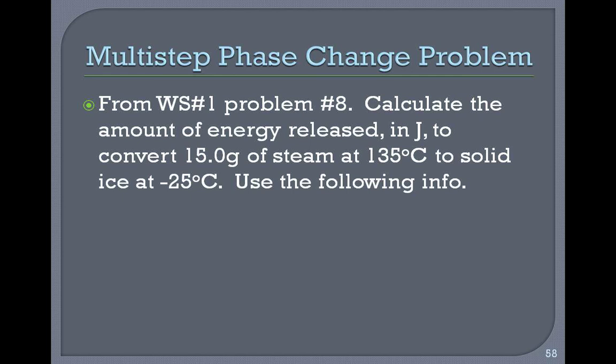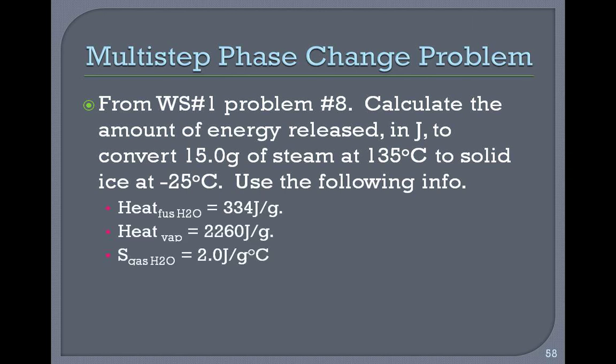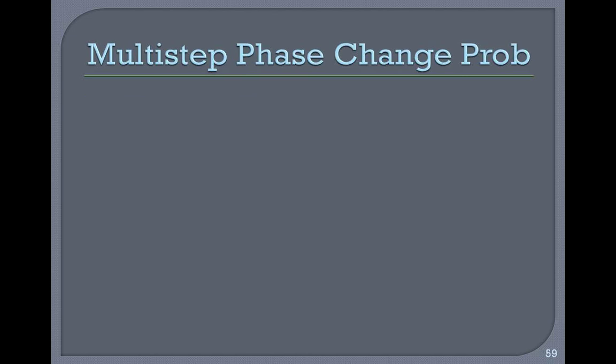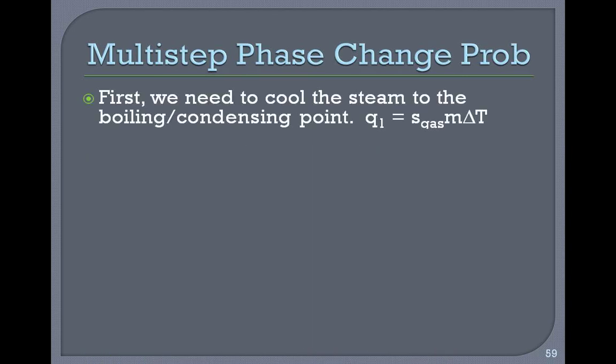So from worksheet number 1, this is problem number 8. Calculate the amount of energy released in joules to convert 15 grams of steam at 135 degrees Celsius to a solid at minus 25 degrees Celsius. We can use the following information. So we have the heat of fusion, the heat of vaporization, the specific heat of a gas, the specific heat of a liquid, and a solid.